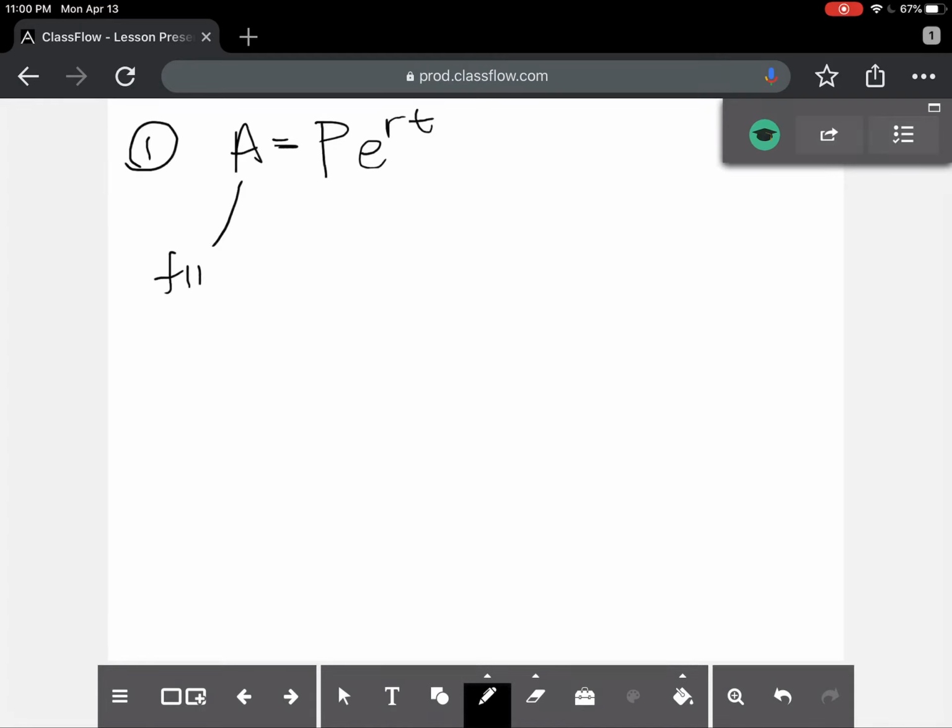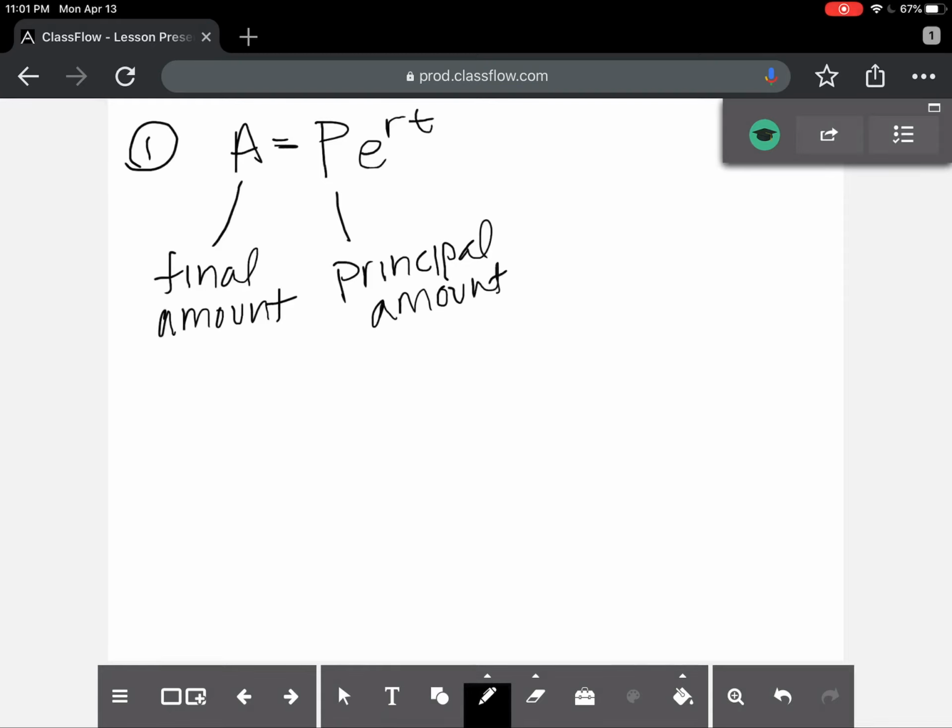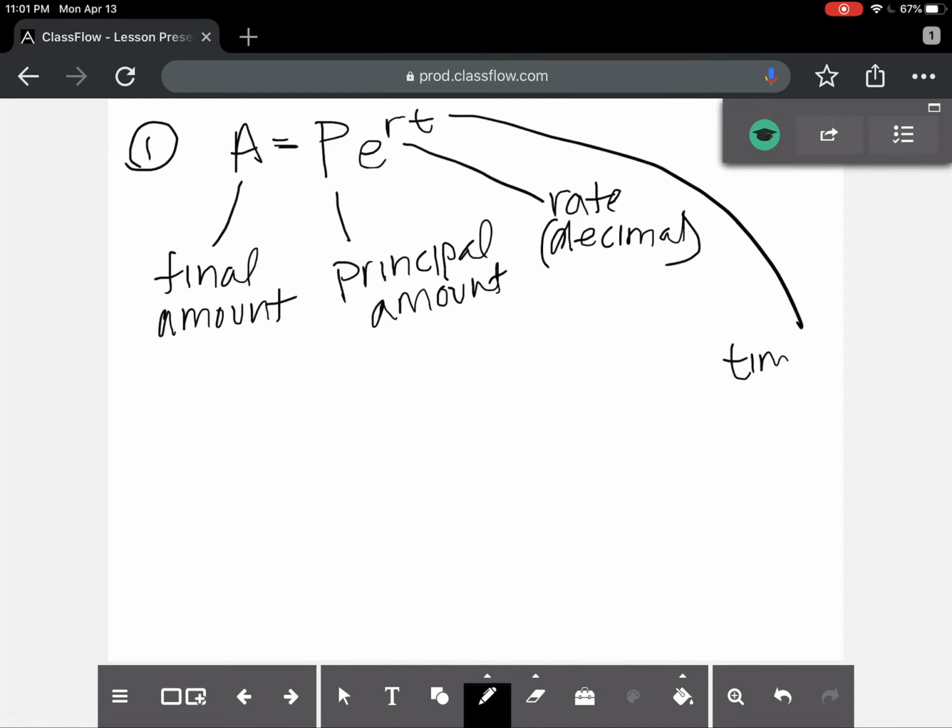A is your final amount. P is your principal amount. R, again, your rate in decimal form. And then T is your time again. Same thing. Again, the way to know if it's compounded continuously, to use this formula, it will literally say it's compounded continuously.